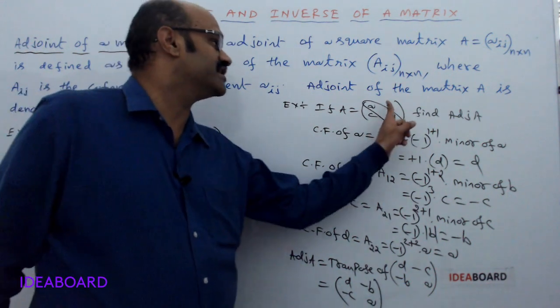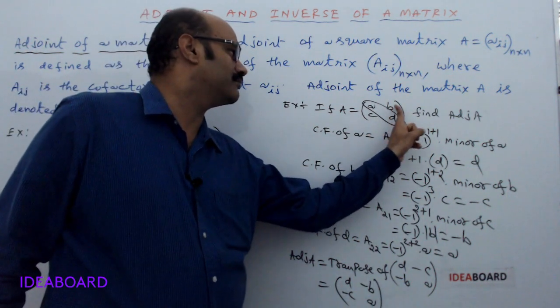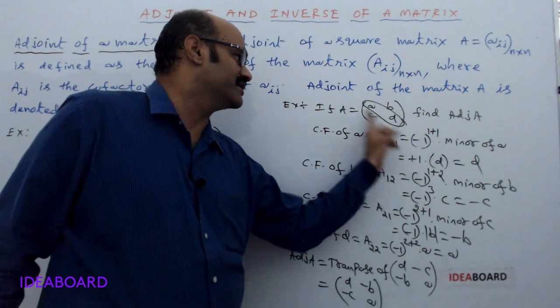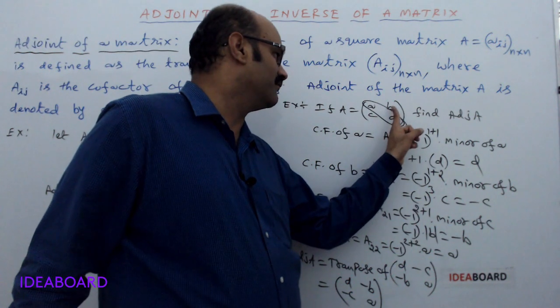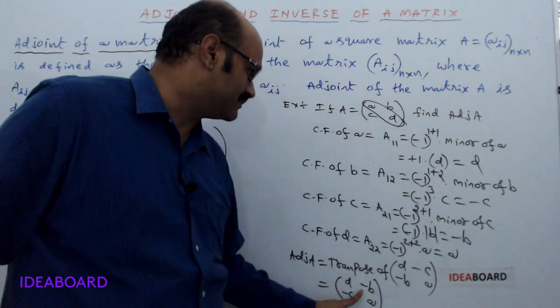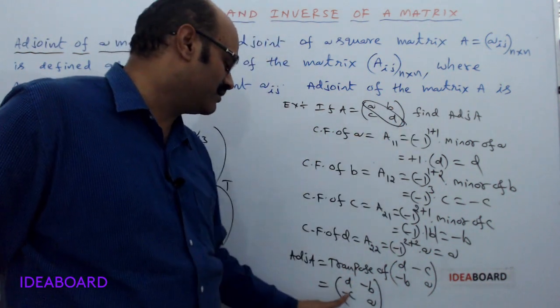Next, we have to change the signs of the off diagonal elements. If you have plus B, you have to write minus B. If you have plus C, we have to write minus C.